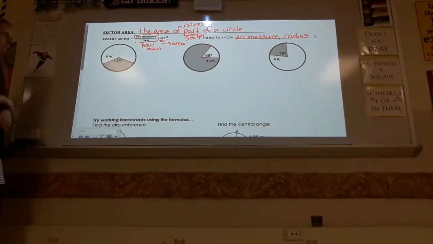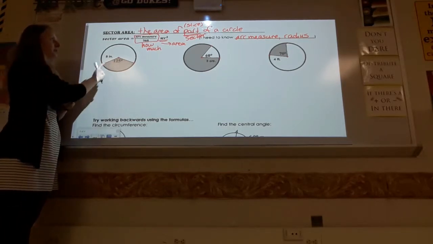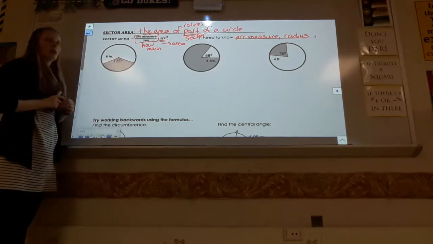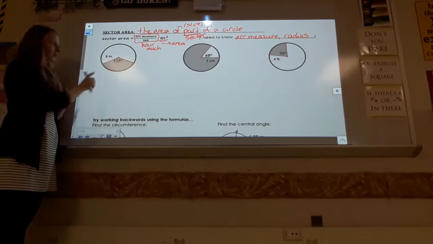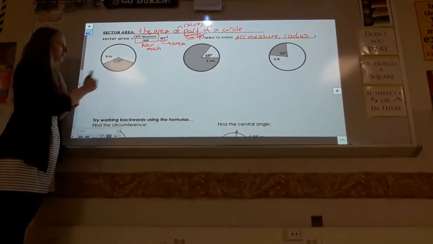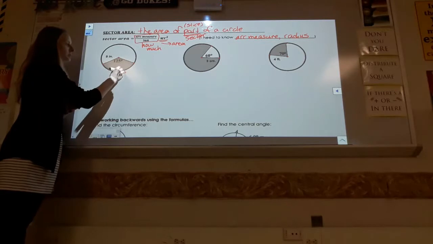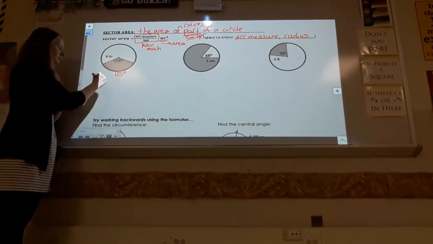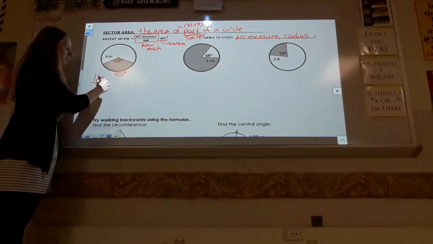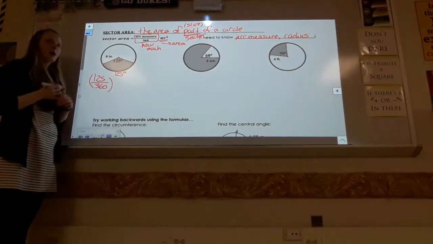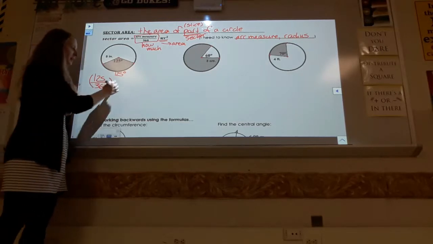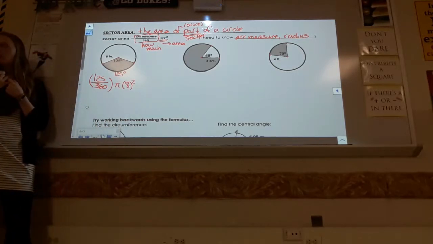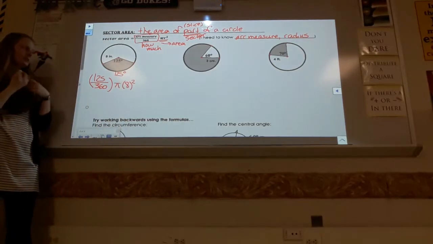Okay. So for this one, I need to know how much of the circle I have. In order to do that, I'm going to do the arc measure divided by 360. What is the arc measure for this grayed out part right here? 125. Because remember, the arc measure is the same as the angle measure. So I have 125 divided by 360. And then instead of doing 2 pi r, like we did for the previous one, I'm going to do pi r squared. Because I'm looking for area this time, not length. This is area.